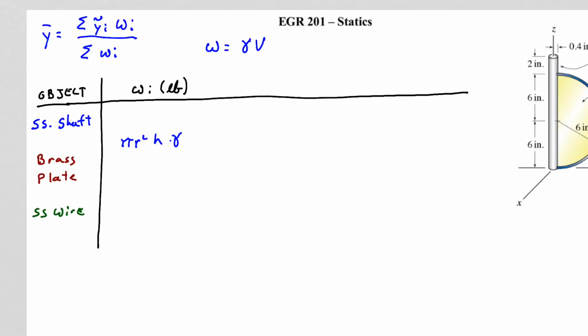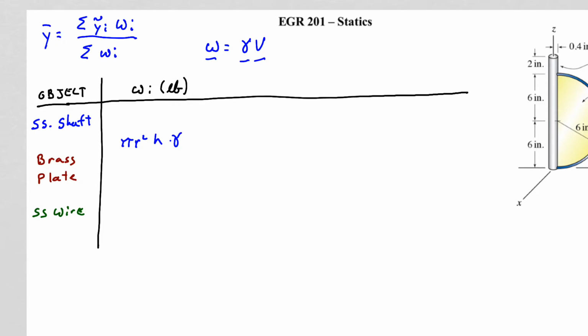Okay, so I've drawn the table. You'll see that I've drawn out the three objects. We have the stainless steel shaft, the brass plate, and the wire. What we need to find next is our weight. So I've made that little W i for each individual weight, and it's in pounds. Remember, our weight is equal to our specific weight times the volume or the length or the area, depending on the density or our specific weight that we have.